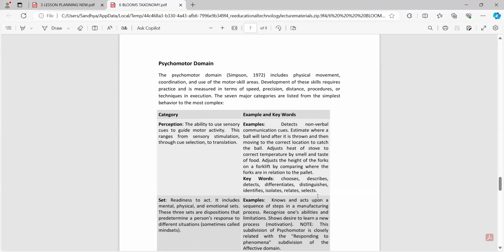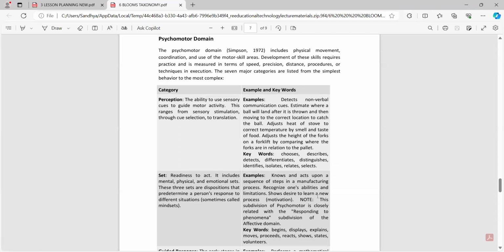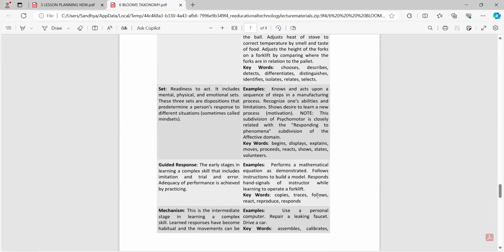Teacher shows how to do that, and that is perception. They watch how something is done, and they learn by watching. Set. Now they are ready to do that. Now they also try to dance the Varnama. Readiness to act. After seeing how the teacher is doing that, now they are also doing it. Ready to dance. And then guided response.